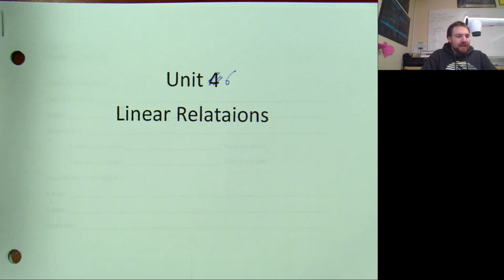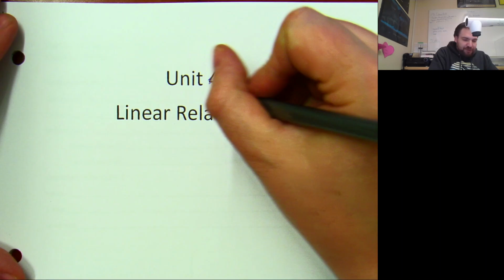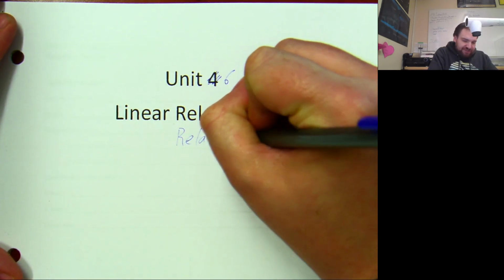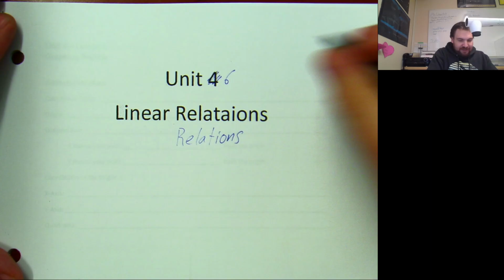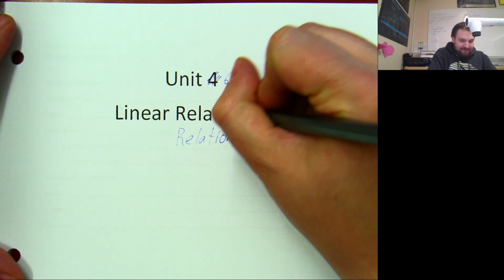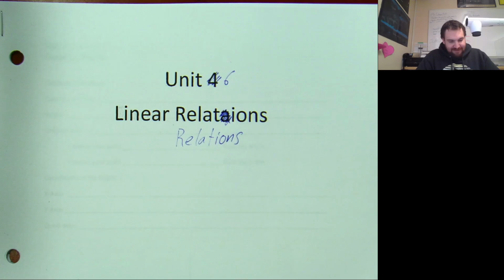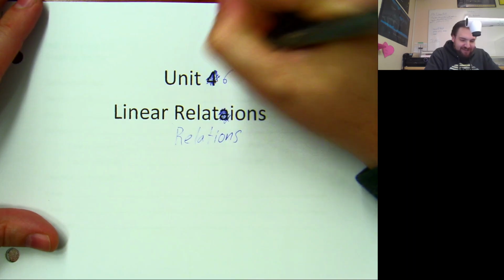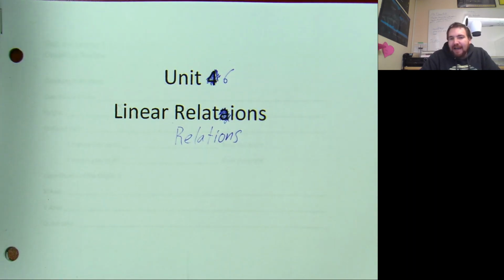So, this is supposed to be Unit 6, not Unit 4. And this is supposed to say, ladies and gentlemen, relations, not relate. I don't even know how to say this. Is that A's? It's Unit 6, not Unit 4, and it's relations, not relata ions.